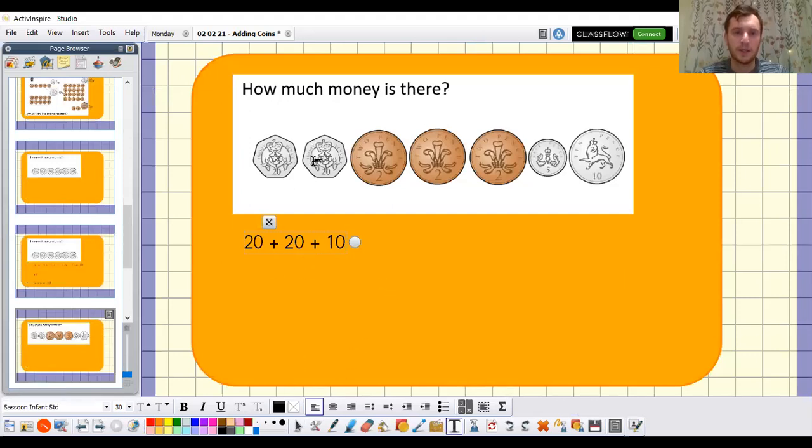So I've done the 2 20p coins. I've done the 10p coin. So far, that's 20, 40, 50. But then I'm going to do the 5. So that's 55. Then 2 more, 57. 2 more again, 59. And 2 more again, 60, 61. So that total is 61 pence.